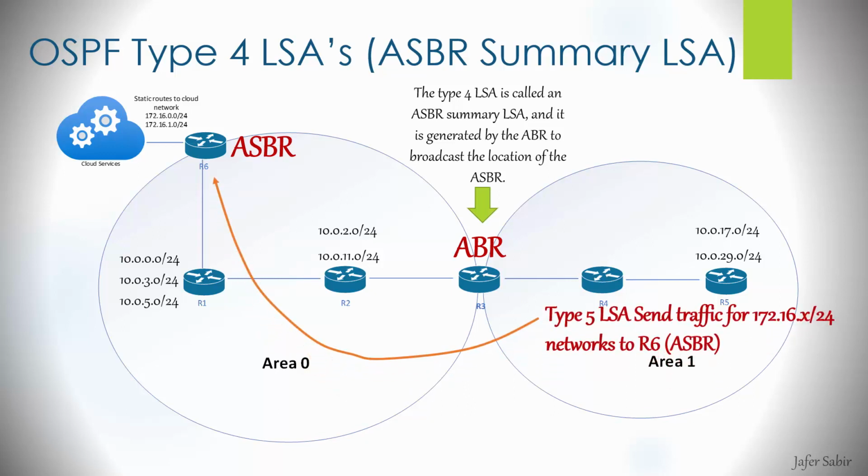So to cover it off very briefly again, the Type 5 LSA says traffic for the 172.16/24 networks are reachable via R6, which is the ASBR in Area 0, but the routers don't know how to get to the ASBR and need a Type 4 LSA for this. And the Type 4 LSA provides the location of the ASBR. The ABR tells the routers in Area 1 that to get to the ASBR you have to go via me, which is Router 3, the ABR.